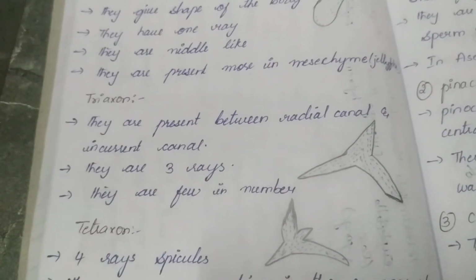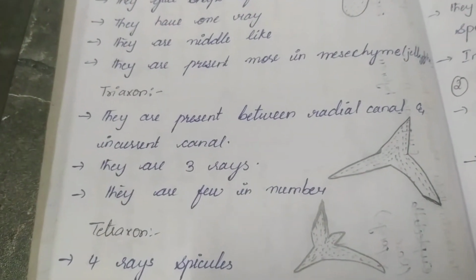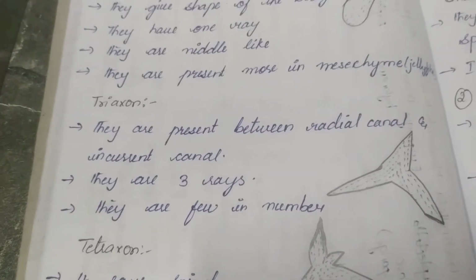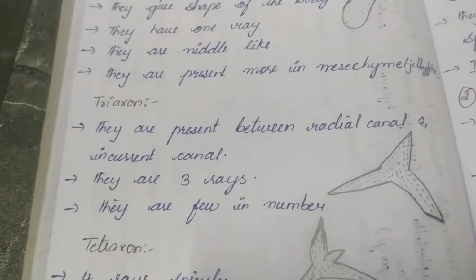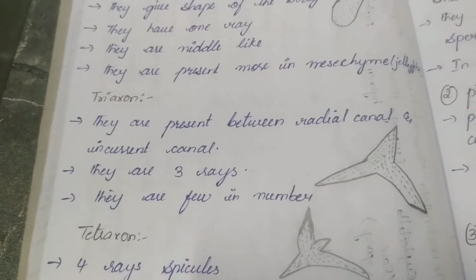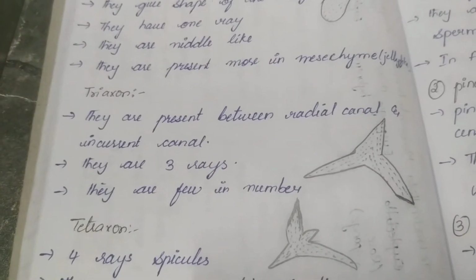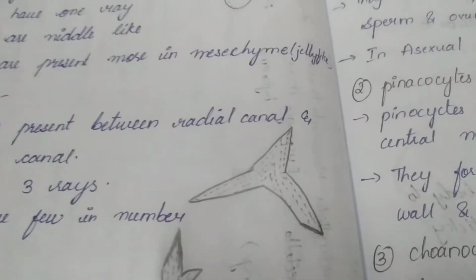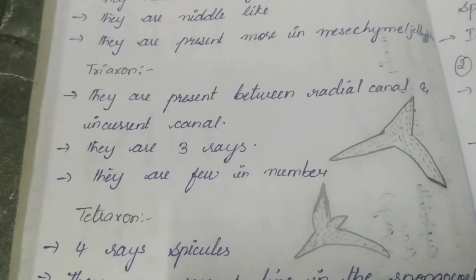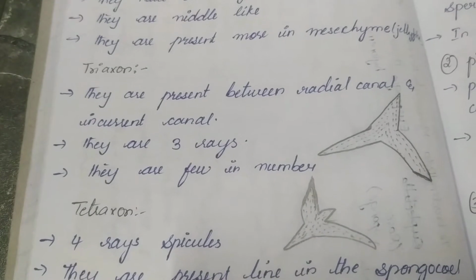Next, triaxon. The name itself says tri. Tri means three. Correct. They are present between the radial canal and incurrent canal. Incurrent means again ostia and radial canal. And there are three rays. Of course, we know already this one. From the diagram, we can say these are three rays. They are few in number. They are found very rarely.